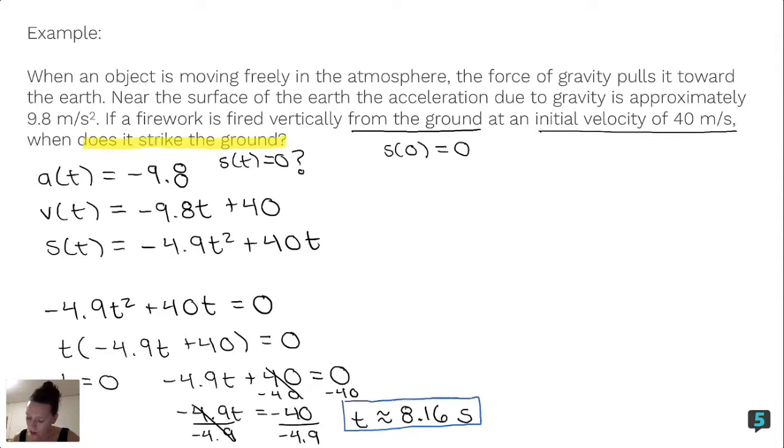Now, notice that when I solved this equation, I also got t equals 0 seconds. But think about what the question's asking. It says, when does it strike the ground? It's going to go up and then come back down and strike the ground at 8.16 seconds. That t equals 0 is just representing that initial condition, that at time equals 0, it was on the ground. So that is not going to answer our question. So 8.16 seconds.